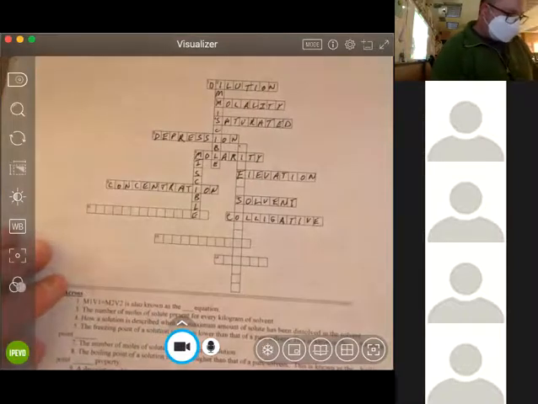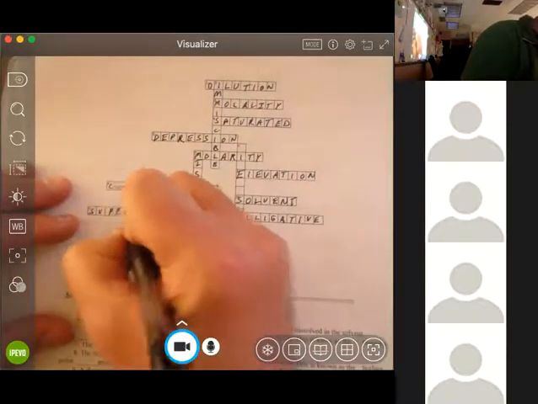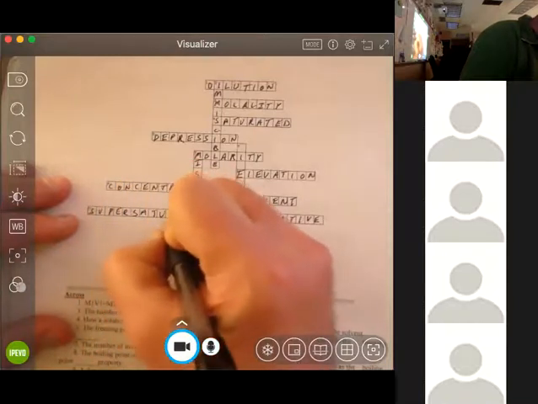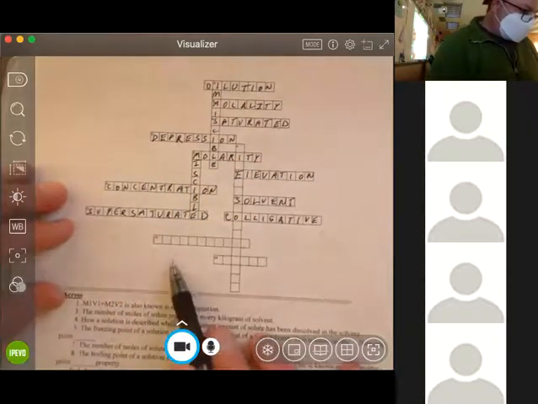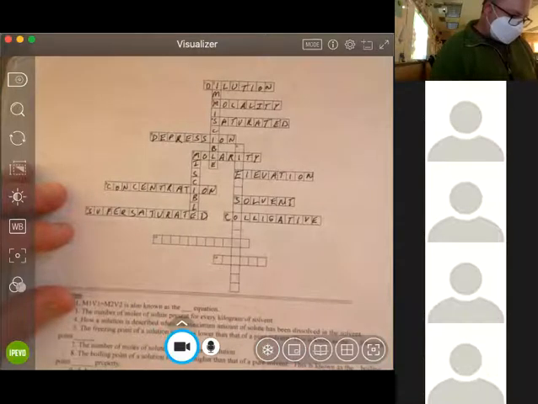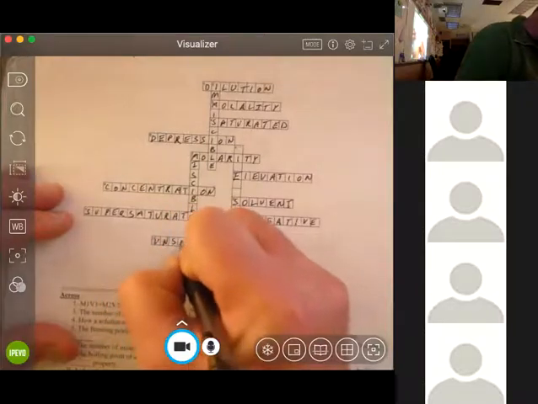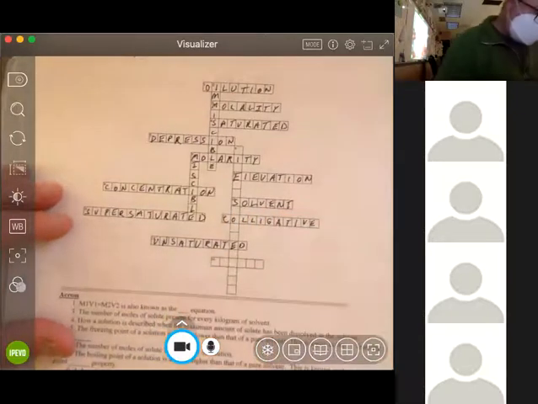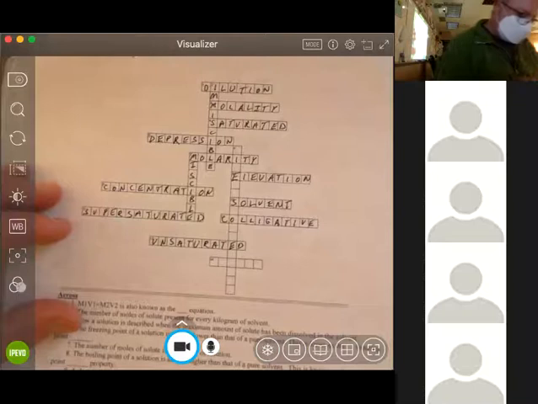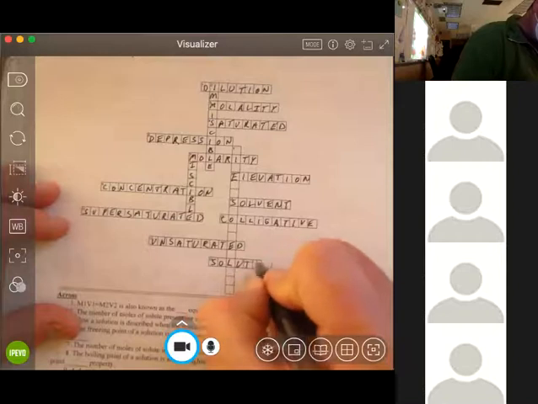About 11 across, a unique solution where more than the usual, that is supersaturated. 13 across, how a solution is described when it holds less than the max, that is unsaturated. And number 14 across, the part of the solution in the smallest quantity. This is what's dissolved. That is known as the solute.